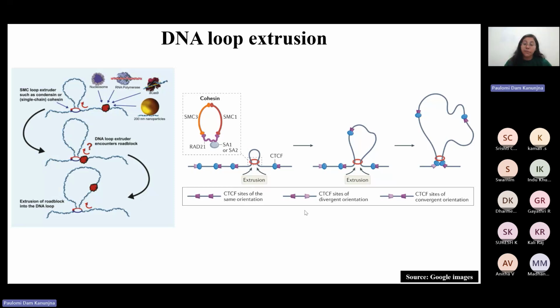And you can imagine, if this is not done properly, it can lead to several genomic instabilities, cancers, and missegregation of chromosomes, right? So it's all for the maintenance of the chromosomes, right?